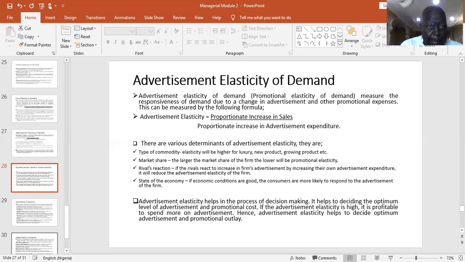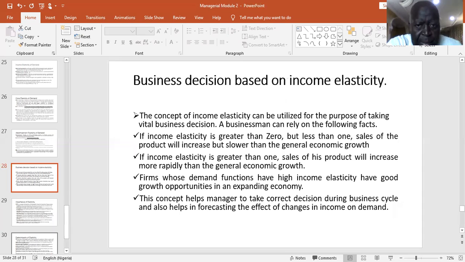Now, what business decisions are taken using income elasticity? One, the concept of income elasticity can be utilized for the purposes of taking vital business decisions. A businessman can rely on the following facts. If income elasticity is greater than zero but less than one, sales of the product will increase but slower than the general economic growth. If income elasticity is greater than one, sales of the product will increase more rapidly than the general economic growth. Firms whose demand functions have high income elasticity have good growth opportunities in an expanding economy.